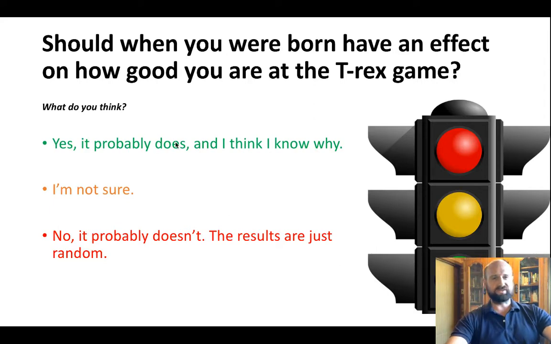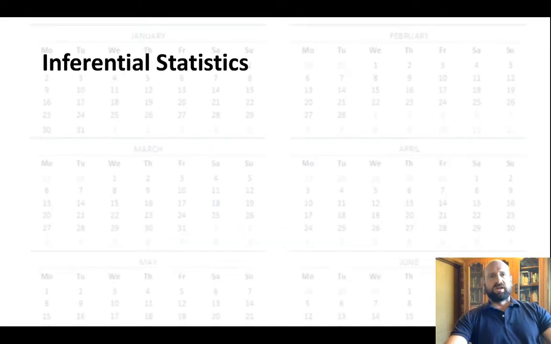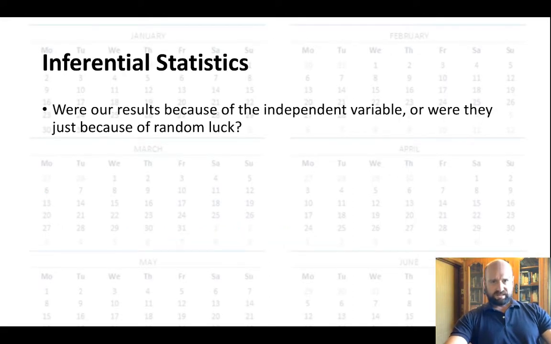What are their explanations for why that would matter? And you get some amazing answers, possibly. But it shouldn't. That should just be random. So then we talk about inferential statistics.